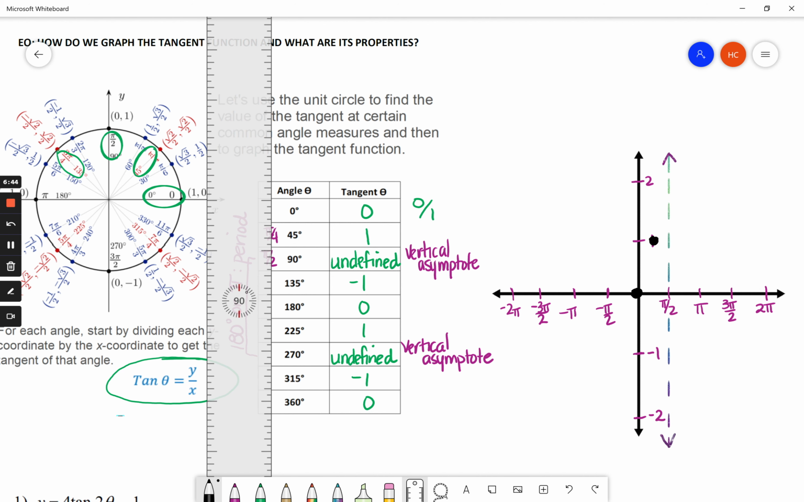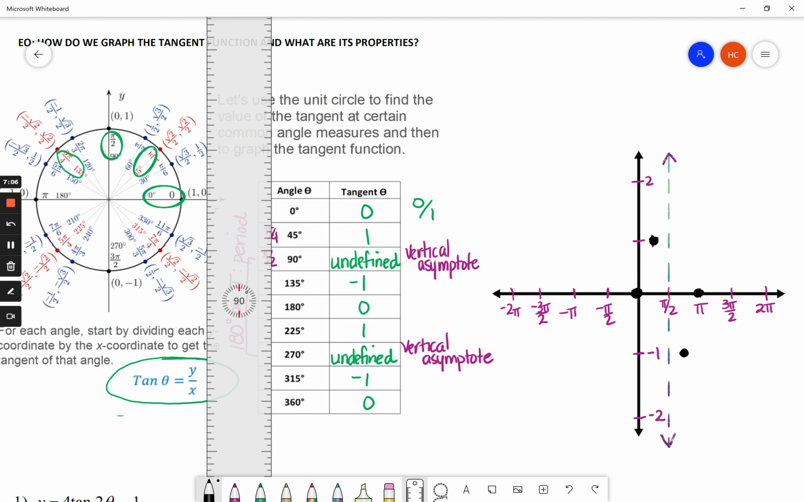And then we have 135 is -1. Well, at 135 degrees, we are at 3 pi over 4. So this is 1/4, 2/4, so 3 pi over 4. We're at -1, they said. So it would be around right here. And then we had 180 is at 0, which is at pi.